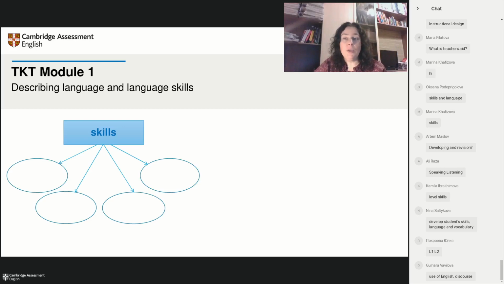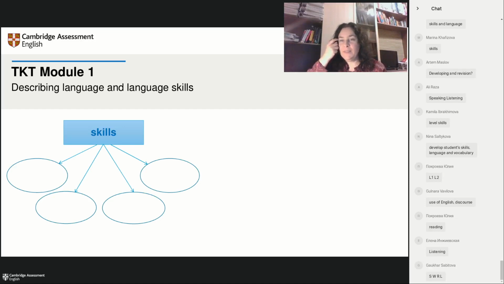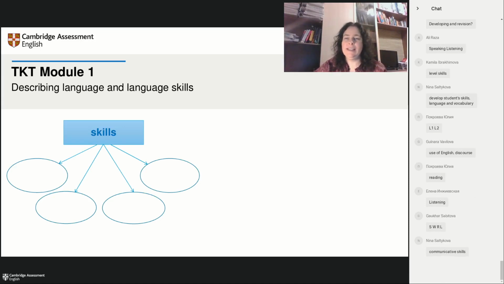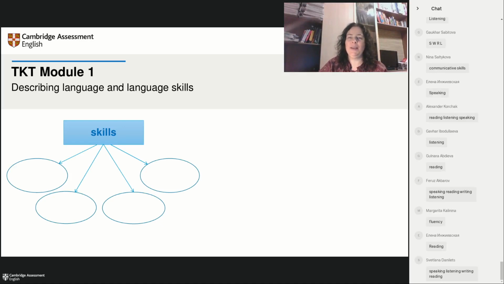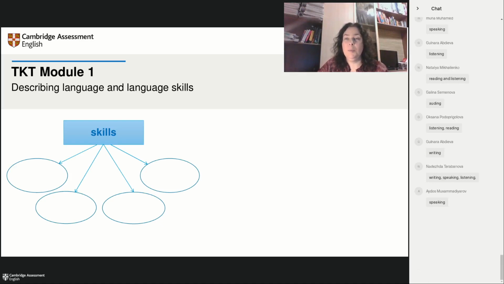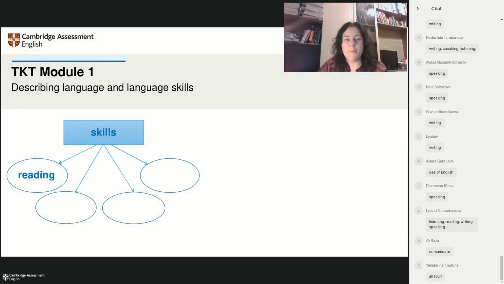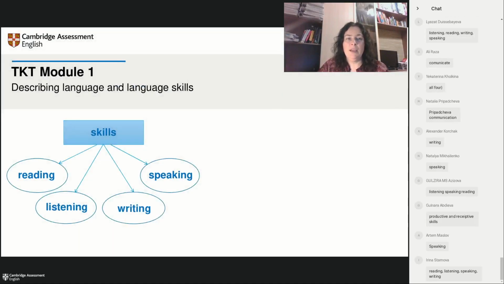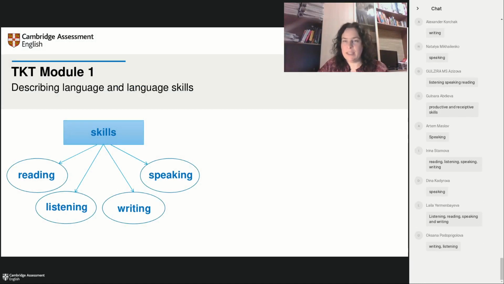So we can subdivide all lessons into skills and systems. So let's focus on the skills, language skills. Could you please type in the chat box the skills that you know? Okay, any language skills that you know. Reading, well done. Listening, yes, thank you. Okay, communicative competence perhaps is something that we can build up by focusing on different skills, including those. Reading, listening, speaking, and writing.